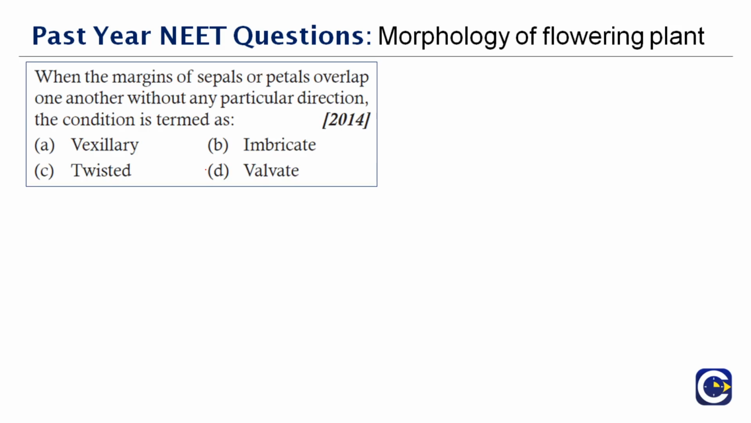Next question here. When the margins of sepals or petals overlap one another without any particular direction, the condition is termed as dash. This question was asked in the year 2014. So here, if the margins of the sepals or petals overlap with one another without any particular direction, this is called imbricate, which is option B.